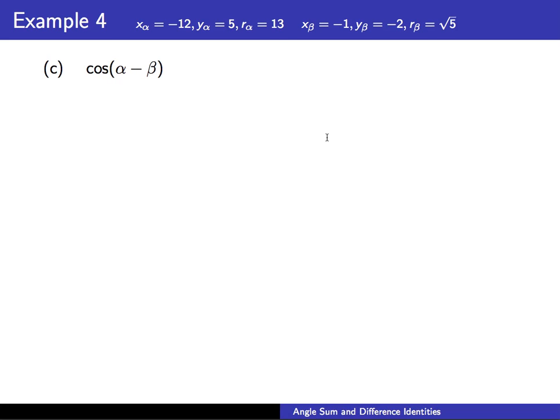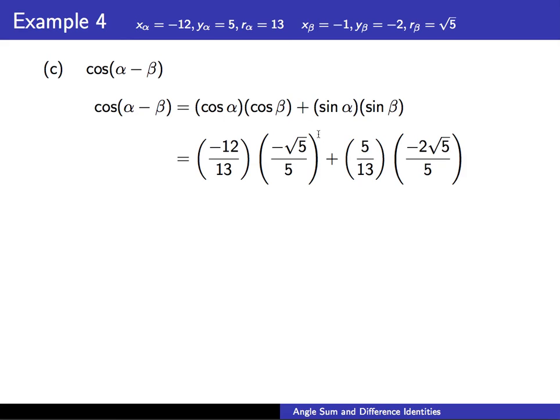Part C, cosine alpha minus beta is, again, cosine alpha, cosine beta, plus sine alpha, sine beta. We're going to use the rationalized ratios for sine and cosine of beta. So when we multiply through, we get +12 square root of 5 over 65, and then plus -10 square root of 5 over 65. And these come out to equal 2 square root of 5 over 65.